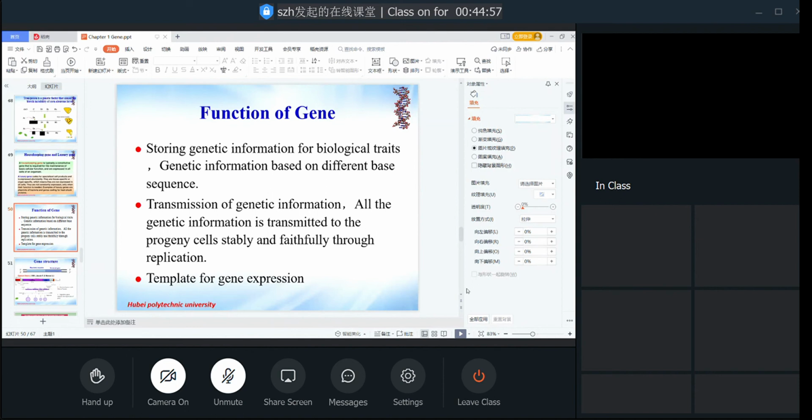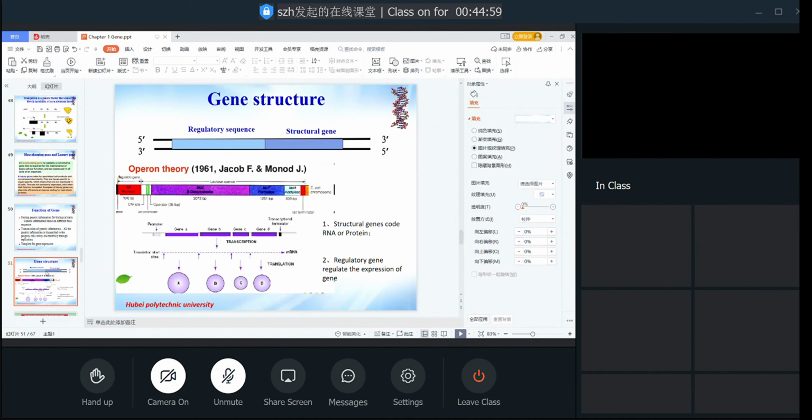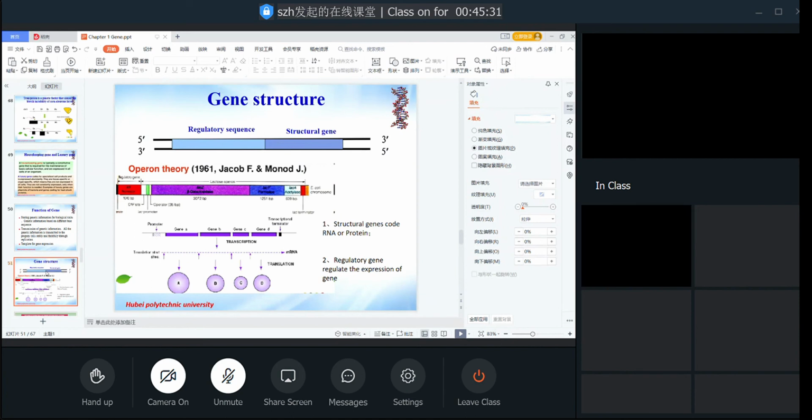Okay, come back and quickly finish this part. First, for the genes, I use a model figure. Like this, you can see all the parts of one gene, including the regulatory sequence and the structure gene. Structure genes code the RNA or peptide chain, and regulatory sequences regulate the expression of the gene.